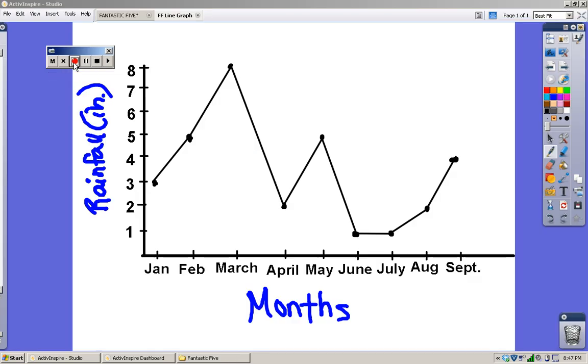I'm going to pause you. Okay, so it's a little different, but same idea. You're going to count your numbers this way and your months this way and connect your dots after you plot your points, and that will give you your line graph.